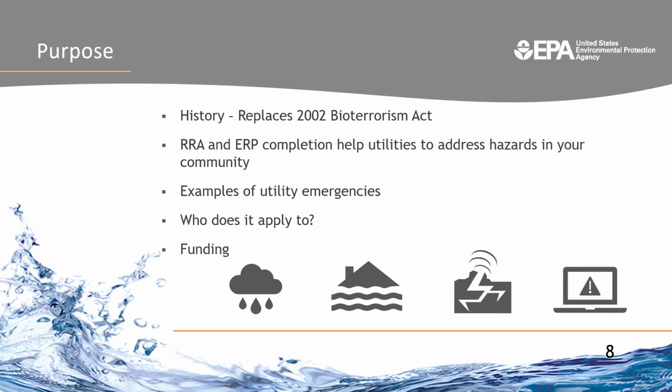We will also review some of the common types of emergencies that are faced by utilities in your region. Today, our workshop is for Region 4. The risk assessment and the emergency response plan certifications only apply to community drinking water systems that serve 3,300 or more people. And you might have funding on your mind, so we'll also discuss the funding that's available to date.